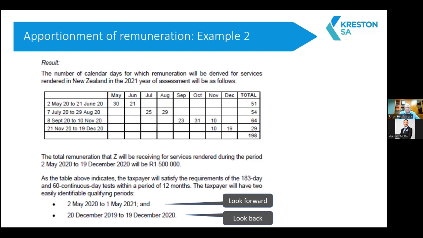So the total remuneration that Z will be receiving for the services rendered during the period 2 May to 19 December is 1.5 million rand. Okay. As the table above indicates, the taxpayer will satisfy the requirements of the 183 days and 60 days, because you've got 198 days, which exceeds the 183 days, and that period, 8 September to 10 November, exceeds the 60 days. The taxpayer will have 2 easily identifiable periods from 2 May 2020 to 1 May 2021, and 20 December 2019 to 19 December 2020. Okay. That is then a look back period.